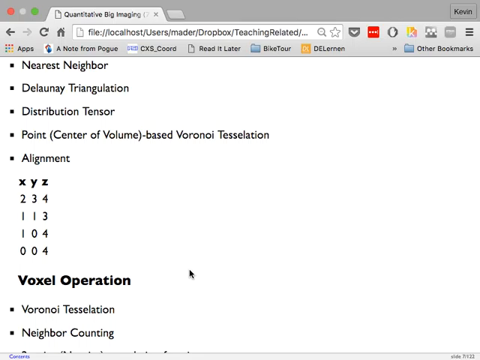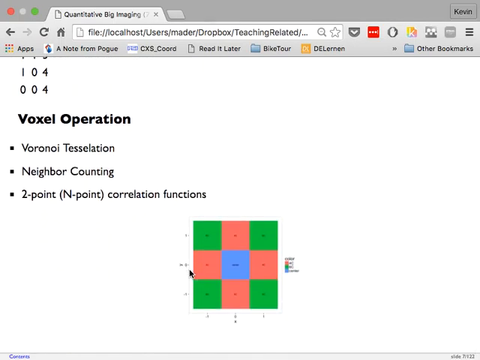The other operations we have are the voxel-based operations. This is where you do have separate objects, but you want to look at the voxel information and not just the point information. Voronoi tessellation can be done in a point-based manner. It can also be done in a voxel-based manner. Hopefully the difference between those two will be clear at the end.